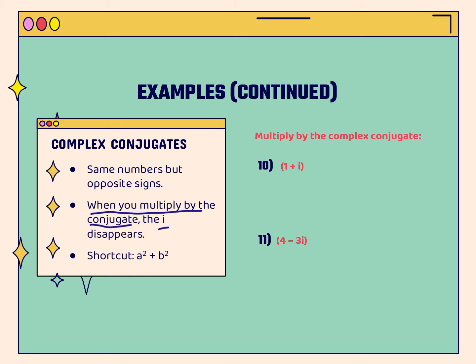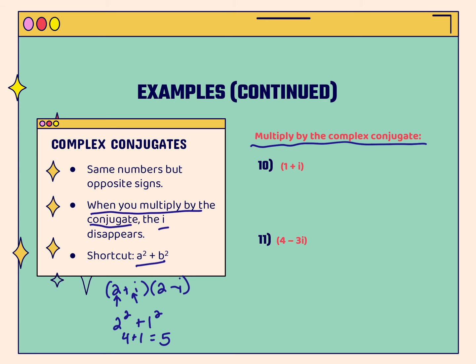And the shortcut for this would be a squared plus b squared. So if I multiplied 2 plus i times 2 minus i, the a is the 2, so I'd get 2 squared. The b is what's in front of the i, so not the i itself, what's in front of it, which would be a positive 1 here. And then I'd square it, 4 plus 1 would be 5. So that's the shortcut. If you forget the shortcut, you can always go back to foiling out what you were beginning with.